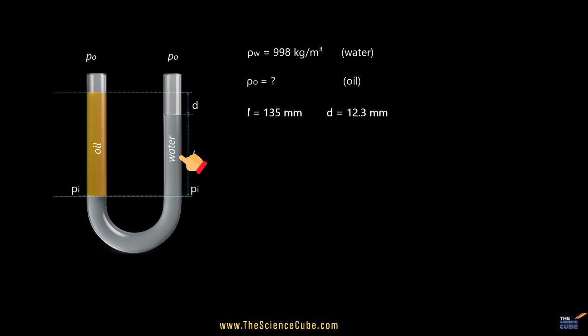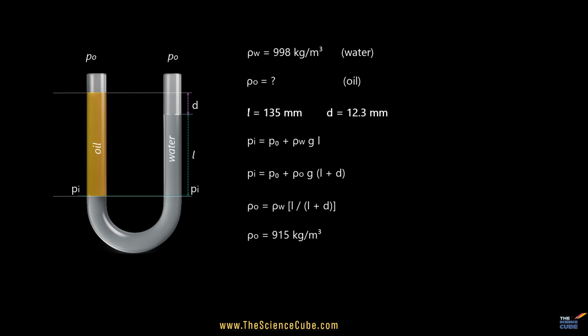So for this side, we can write the equation as Pi is equal to P0 plus rho W times g L. And this side, you see the interface is a distance L plus D below the free surface of the oil. So we get Pi is equal to P0 plus rho O into g into L plus D. Now we can equate these two equations, and what we get is rho O is equal to rho W into L upon L plus D. And if you plug in the values, you get the density of the oil equals 915 kilogram per meter cube.